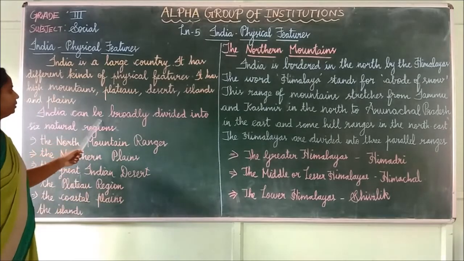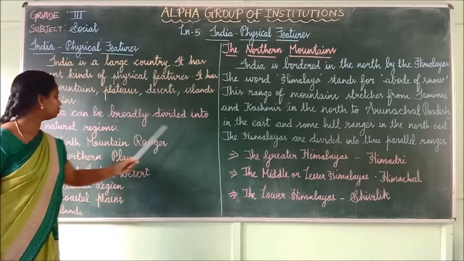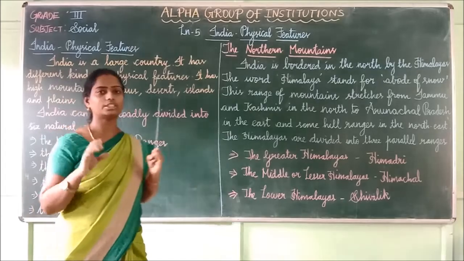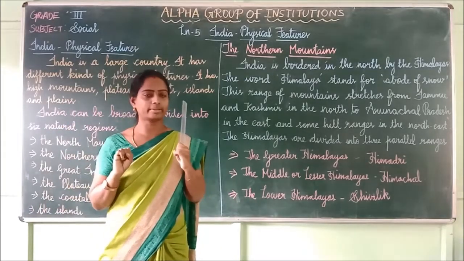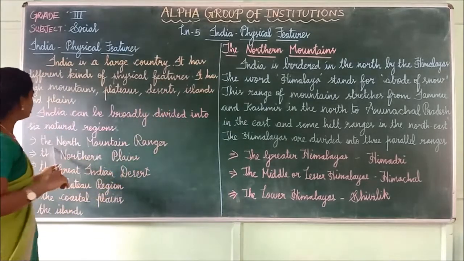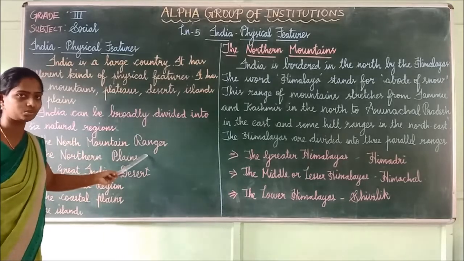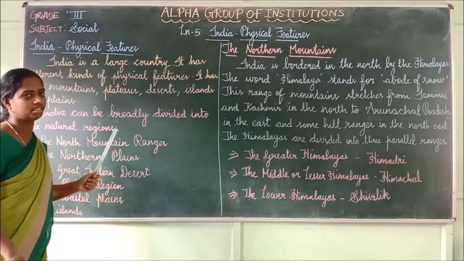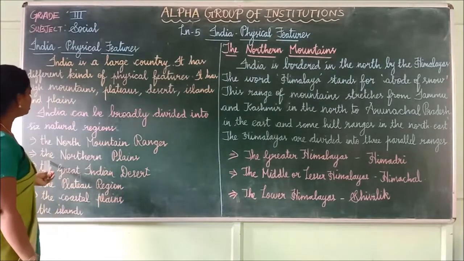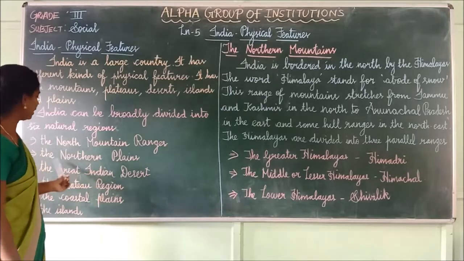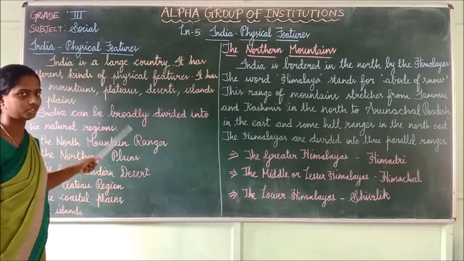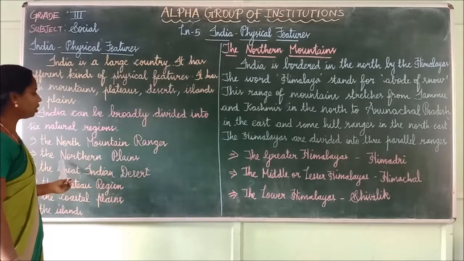India can be broadly divided into 6 natural regions. How many types, children? 6 types of natural regions. What are they? The first one is the North Mountain ranges. The second one is the Northern Plains. This is only about the northern side of India.